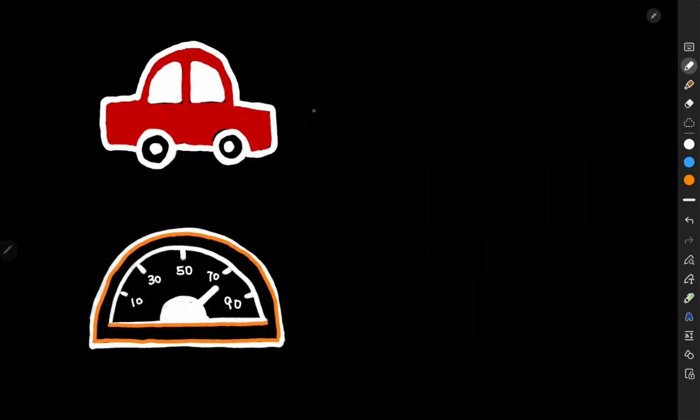Imagine you're driving a car. You look at the speedometer, and it says 70 miles per hour. But here's the question: how does the car, or the GPS, know how fast you're going right at that moment? This is a calculus question. It helps us figure out how fast something is changing at any instant.